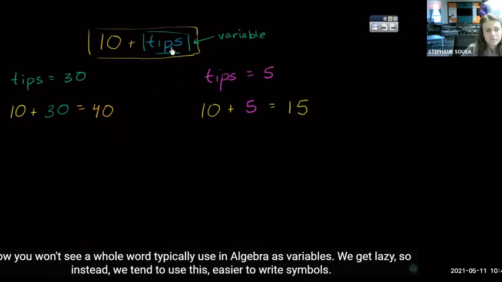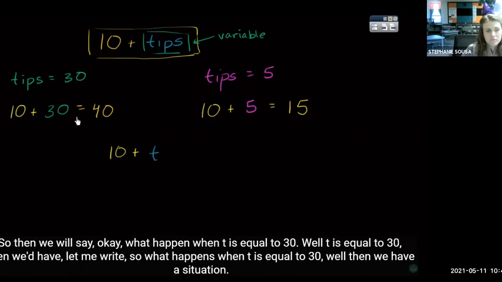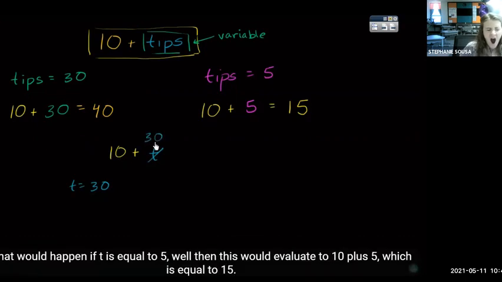Now, you won't see whole words typically used in algebra as variables. We get lazy, and so instead we tend to use just easier to write symbols. And so in this context, instead of writing tips, maybe we could have just written 10 plus t, where t represents the tips that we get in an hour. And so then we would say, okay, what happens when t is equal to 30? Well, then this evaluates to 10 plus 30, which would be 40.